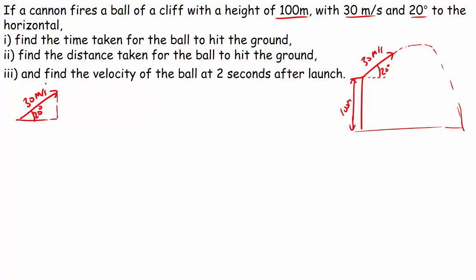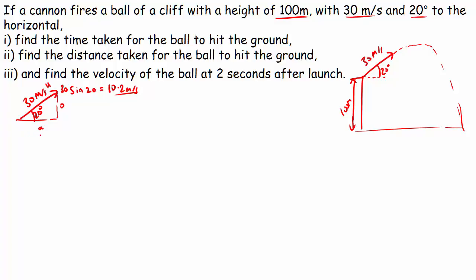Alright, so I want to find this component here. If this triangle is labelled up hypotenuse, opposite, adjacent, I can use sine to find the vertical component. So sine 20 would be equal to the opposite divided by the hypotenuse. So if I do 30 sine 20, I'll find the opposite. So 30 sine 20 is, just work that out, 10.2 meters per second.